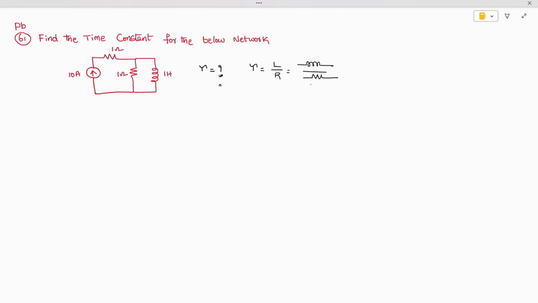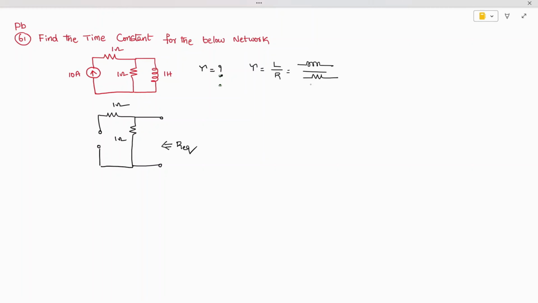Now, when you're finding this, I had already solved problem number 60. If you have a current source, we have to open circuit the current source. If you have a voltage source, you have to short circuit it, and draw the remaining elements: resistor 1 ohm and another resistor 1 ohm. And the inductor is there now. This inductor or capacitor has to be open circuited, right?